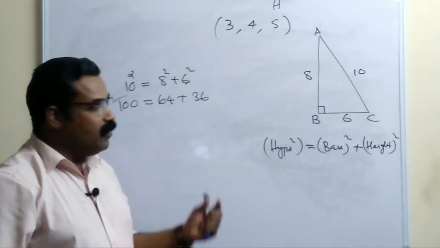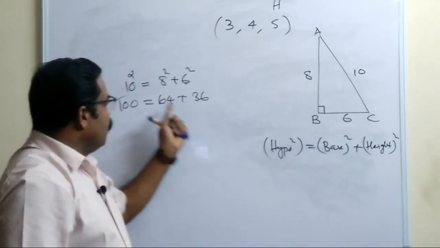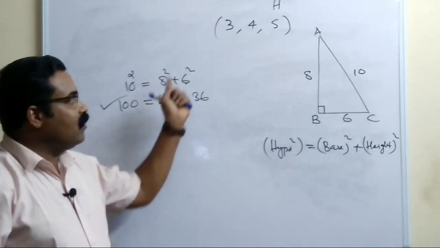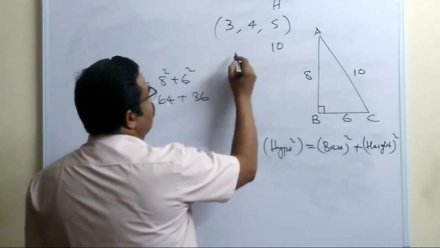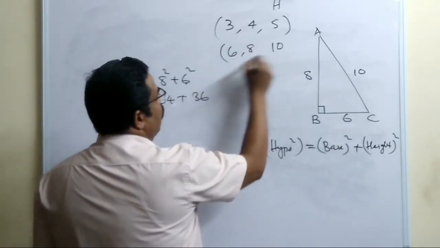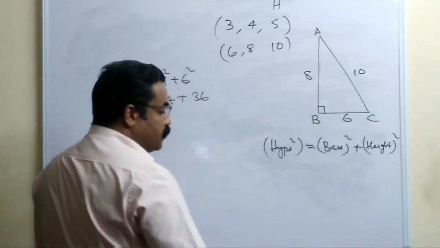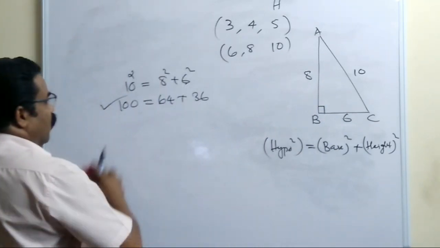They form a group which follow Pythagoras theorem. Provided 10 is the highest, that will be the hypotenuse. So 10 is the hypotenuse, 8 and 6 are base and height. Now let us take one more example.